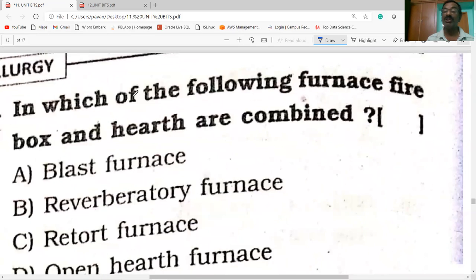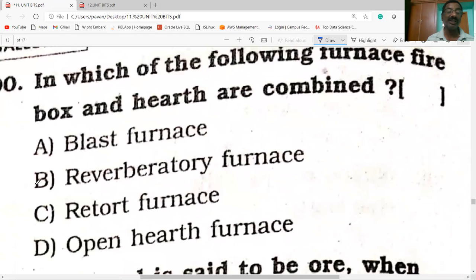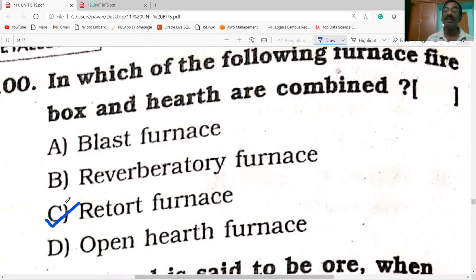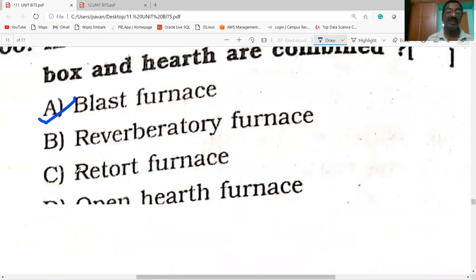Next, in which of the following furnaces are firebox and hearth combined? Sorry, firebox and hearth are combined. The two combined together are in the blast furnace. Hearth and firebox are combined in blast furnace.